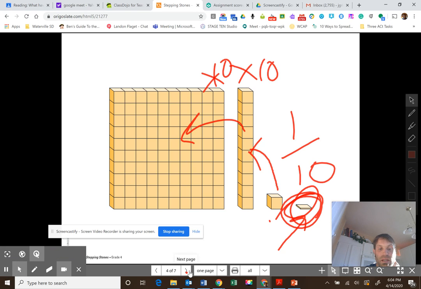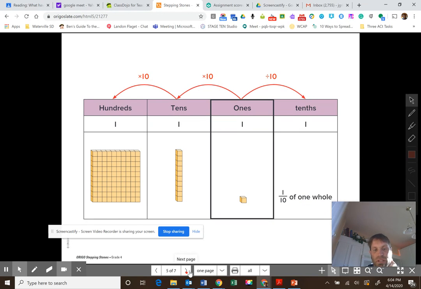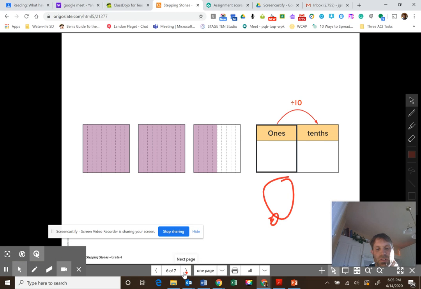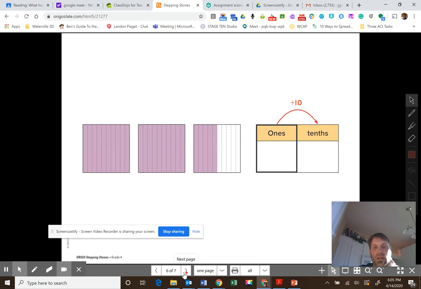That's the tenth. We've moved to the other side of the decimal point. Here's our decimal point right there. And we've gone to tenths. So when we go backwards here, we're going to divide this by 10, and that gives us a tenth, or a fraction of it, when we go on the other side of the decimal point. That's why we were doing all these fractions beforehand.